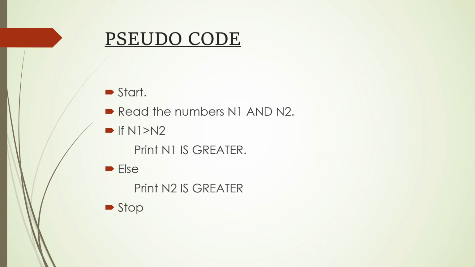Now the pseudocode of this program is start, read the number n1 and n2. If n1 greater than n2, then we will go inside if and we will print n1 is greater, or we will go into else and print n2 is greater, and then we will stop the program.